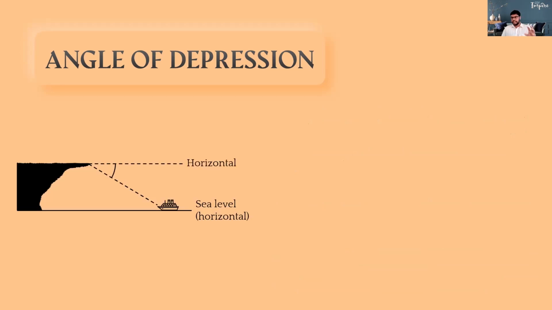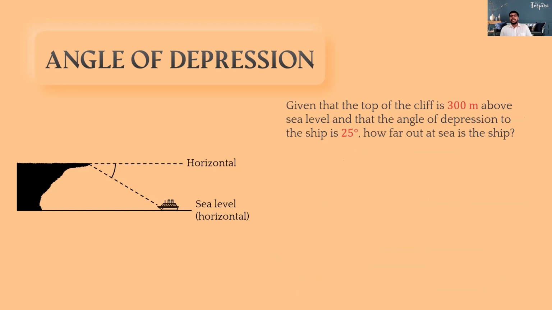So children, I'll take the same diagram. Given that the top of the cliff is 300 meters above sea level, so the cliff is 300 meters above sea level, it's a tall cliff, right? And the angle of depression to the ship is 25 degrees, right? How far out at sea is the ship? So that means, children, the height from the sea level to the top of the cliff is 300, as I have marked, right? And the angle of depression is 25 degrees, and they're asking for x. X is the distance from the cliff to the sea.